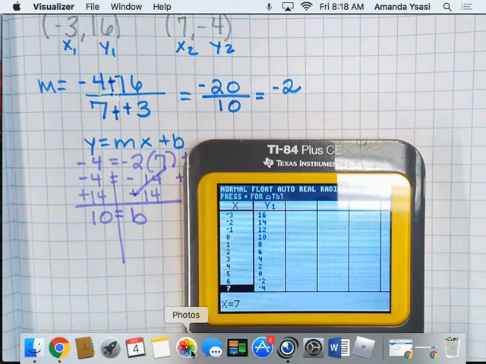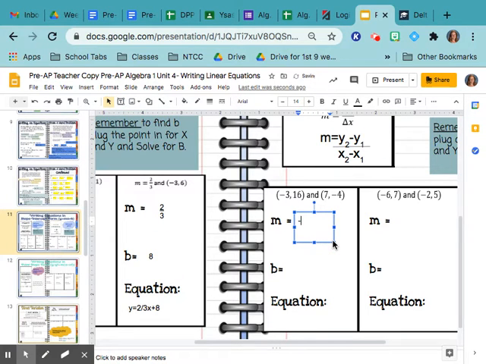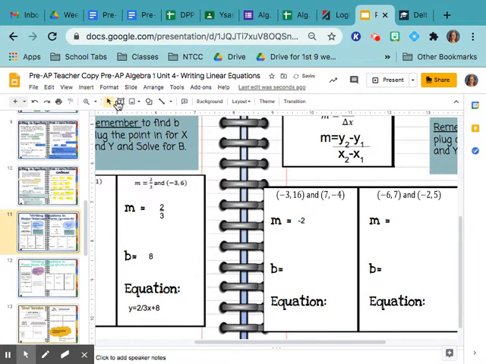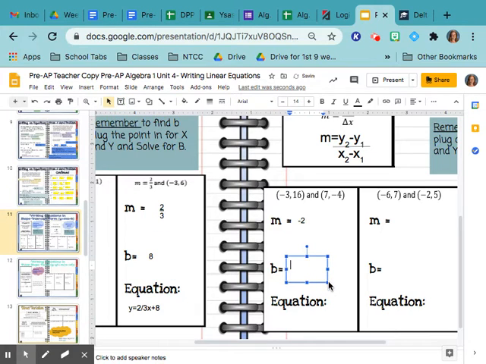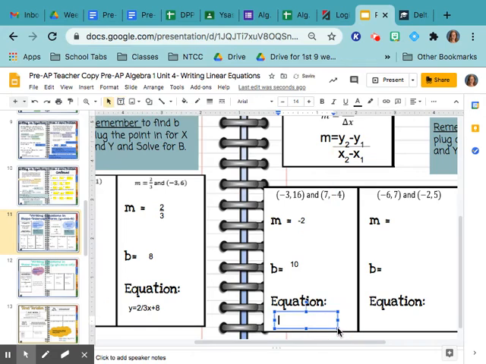Okay, so let's go to our composition or our digital journal. So our m is -2. Our b is 10. Our equation, y equals -2x plus 10.